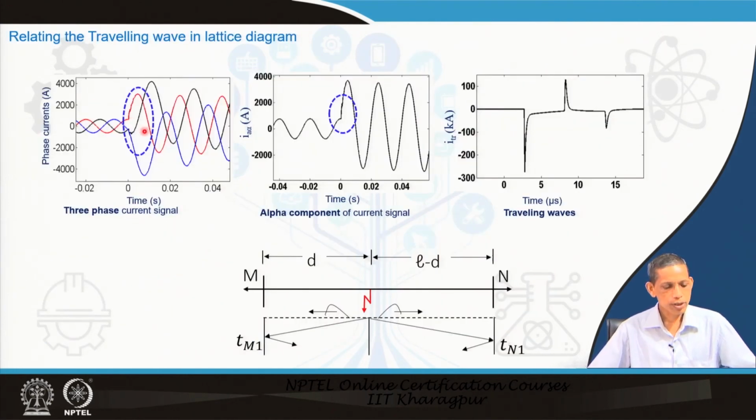Now, if you try to correlate this to the travelling wave based approach, a fault happens to be there between buses m and n, at a distance of some length from one side and L minus that from the other side. So the wave travels from this side to the other side, and then it gets reflected here at the observation bus, and gets reflected from this bus also.